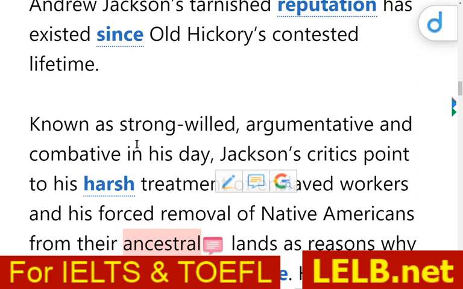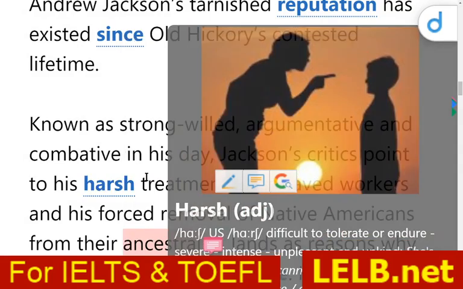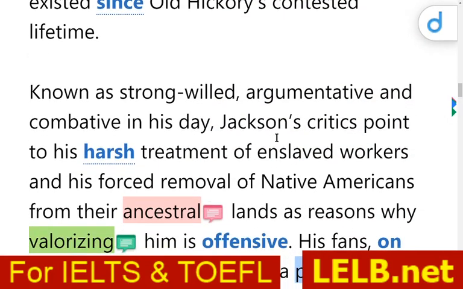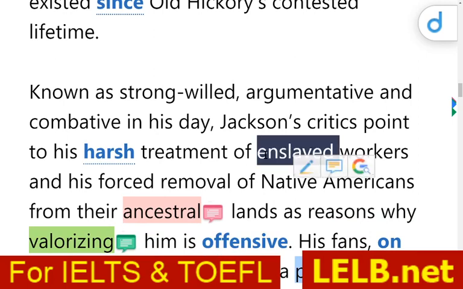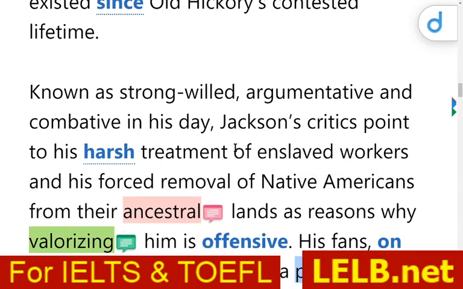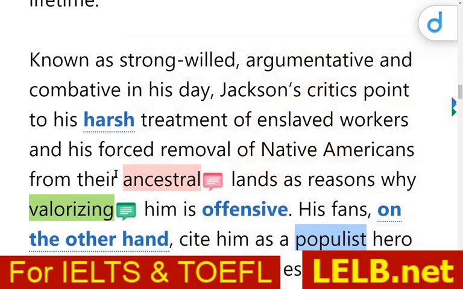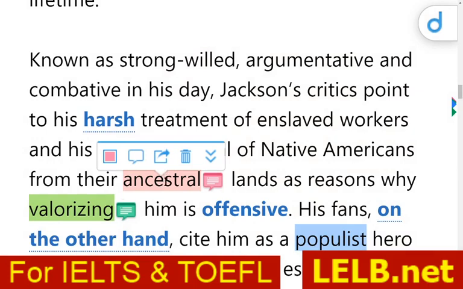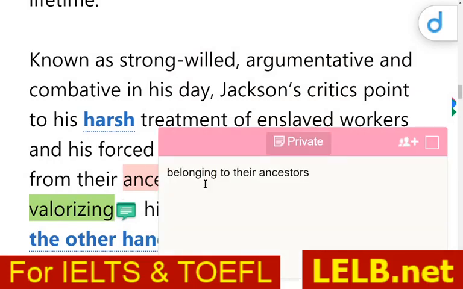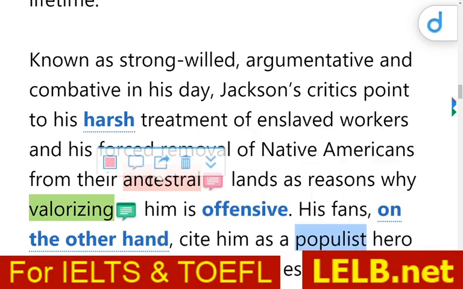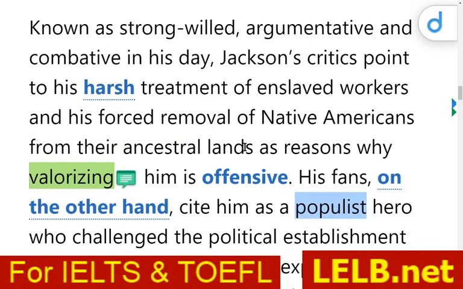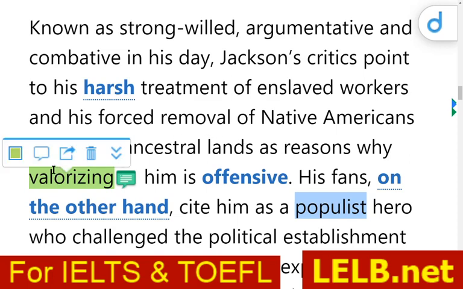Jackson's critics point to his harsh treatment of enslaved workers. Enslaved means the people who have become slaves, made slaves, workers, and his forced removal of Native Americans from their ancestral. Ancestral is the adjective form of ancestor, so it means belonging to their ancestors. Ancestral lands as reasons why valorizing.